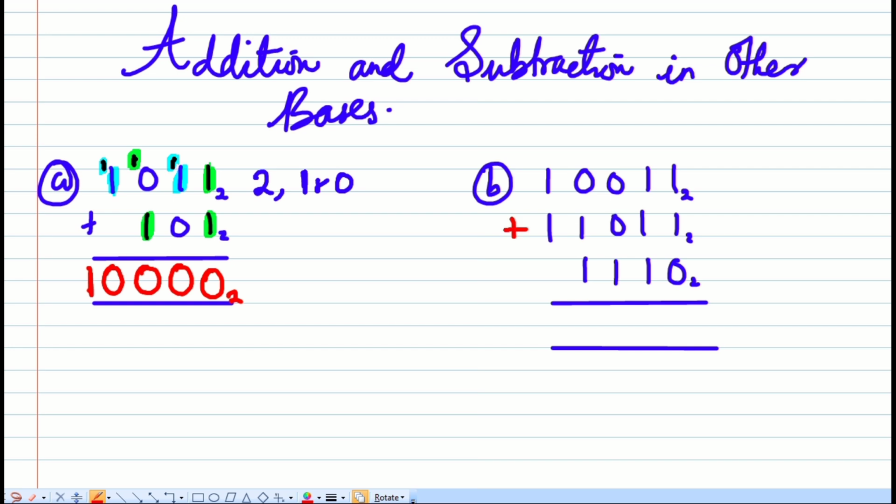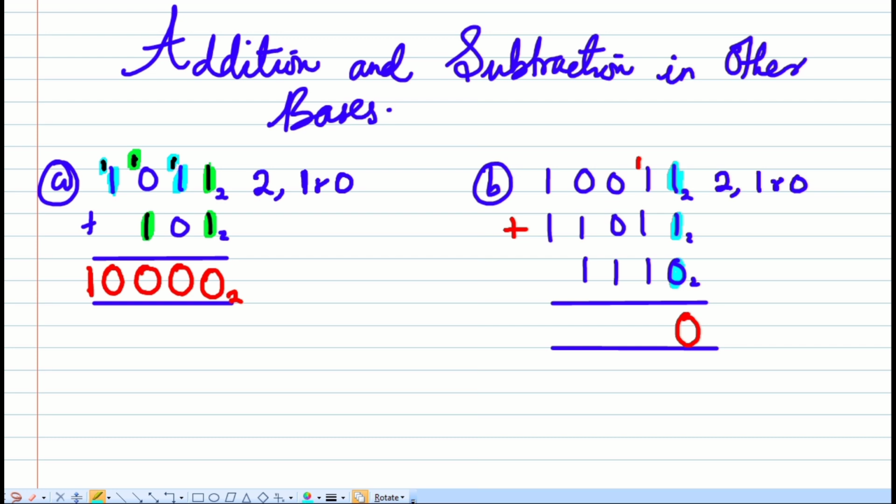This addition, we're going to follow the same pattern. In the first column we have 1 plus 1 plus 0. 1 plus 1 is 2, 2 plus 0 is still 2. So we have 2 there. We ask ourselves, how many groups? Well, we know that it's one group, remainder 0. So we write the remainder 0, and then we carry 1.